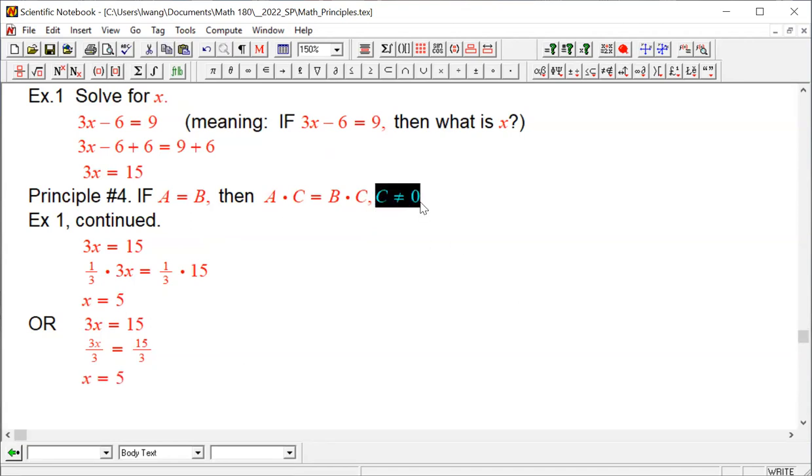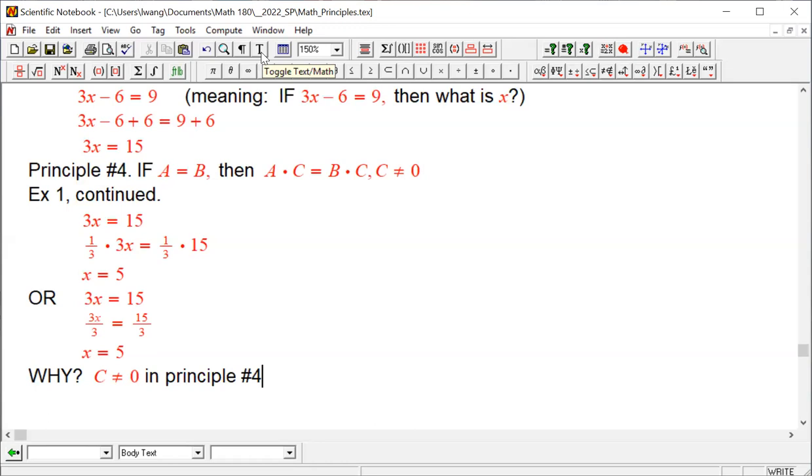Now, why this requirement? Why this requirement in principle number 4? If this requirement is removed from principle number 4, then principle number 4 will have to be thrown in the trash. That's how important this is.